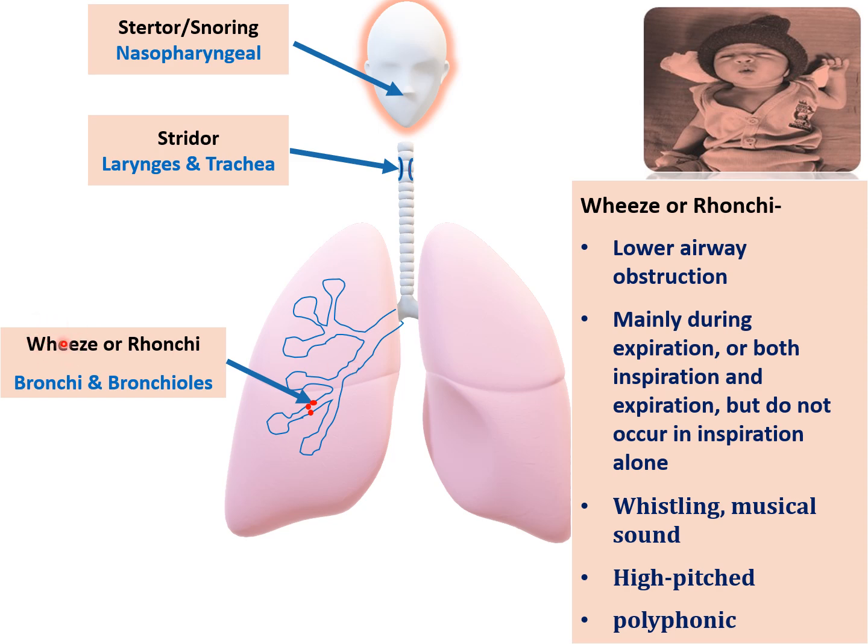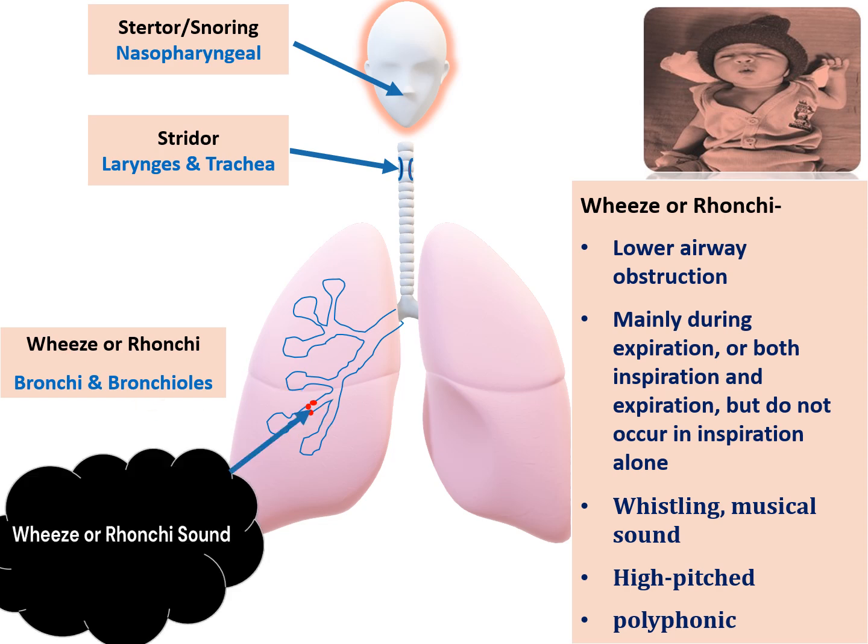Wheeze is a high-pitched, musical sound caused by the constriction of bronchioles, while rhonchi is a low-pitched, coarse, loud sound compared to the wheeze, and it is because of the obstruction of bronchus and bronchi, and sometimes even tracheal obstruction can produce a rhonchi sound, but mainly at the level of bronchus and bronchi, while the wheeze is because of obstruction of bronchioles. Now here, this is wheeze and rhonchi sound.